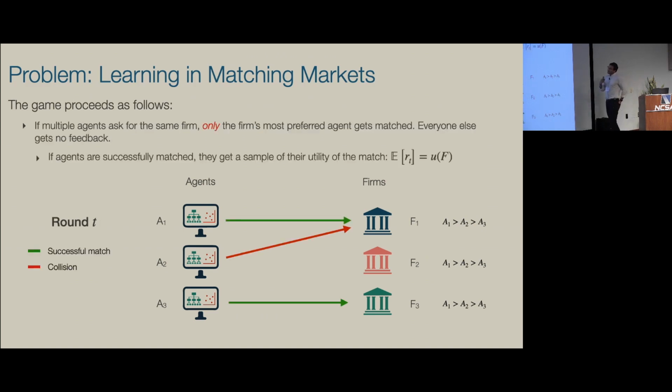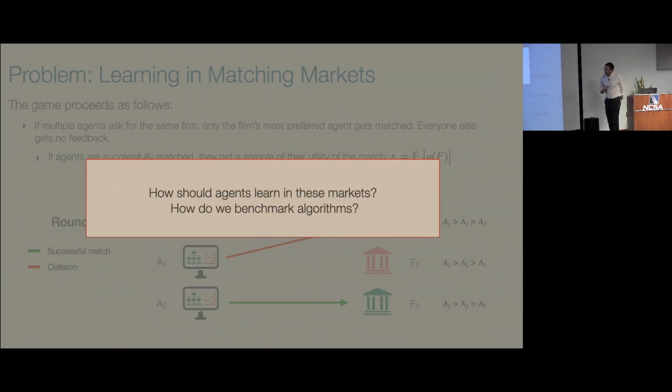And then basically, if multiple agents ask for the same firm, only the firm's most preferred agent will get the match, and everyone else will get no feedback. And then agents, if they're successfully matched, they get a sample of their utility of the match. And if they don't get the successful match, they just get a collision or no feedback at all. And that's going to be the really simple interaction protocol.